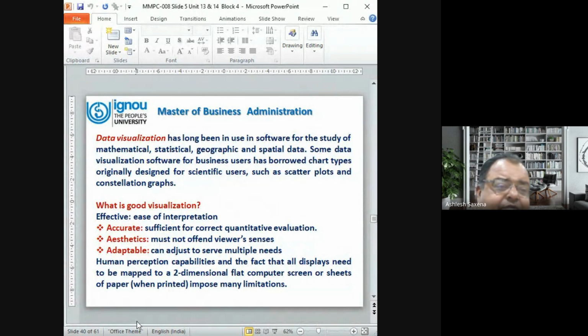Effective ease of interpretation. It should be accurate. That means sufficient and correct quantitative evaluation should be there. Aesthetic: it must not offend viewers' senses. And the third one is adaptable, that it can adjust to several multiple needs.